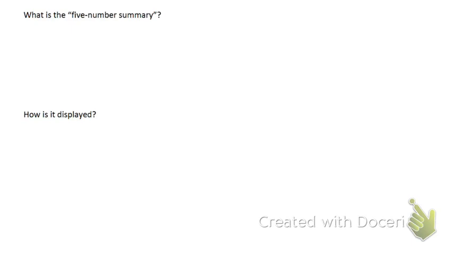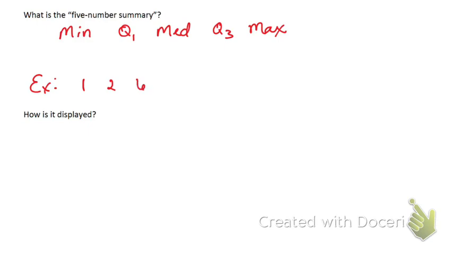5-number summary. The 5-number summary. How many numbers do you think are in the 5-number summary? 6. I really wish it was like 6, but it's not. All right, so minimum, Q1, median, Q3, and the maximum. These are the 5 numbers that make up the 5-number summary. So here's an example. 1, 2, 6, 9, and 11. There's my 5-number summary.